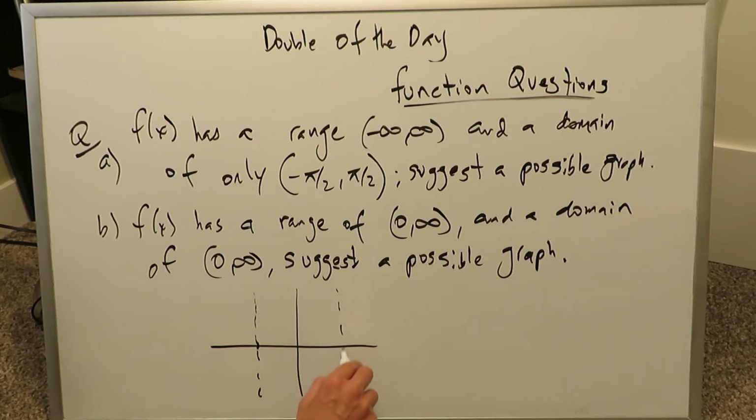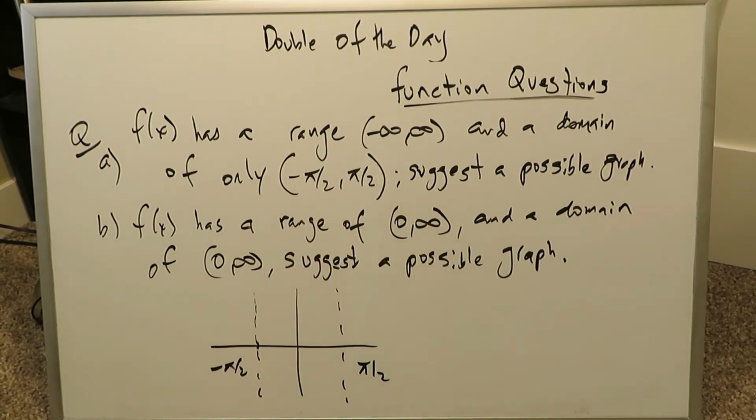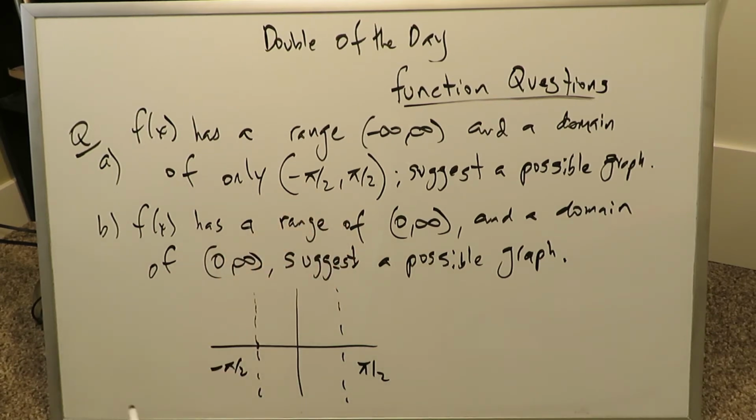Why am I drawing dotted lines? Well, here's my minus pi over 2 and here's my pi over 2. The reason I'm drawing a dotted line is because I have this circular parenthesis, meaning the values are not included. The values of minus pi over 2 and positive pi over 2 are not included in the domain, but the curve goes up to it but never really gets there.